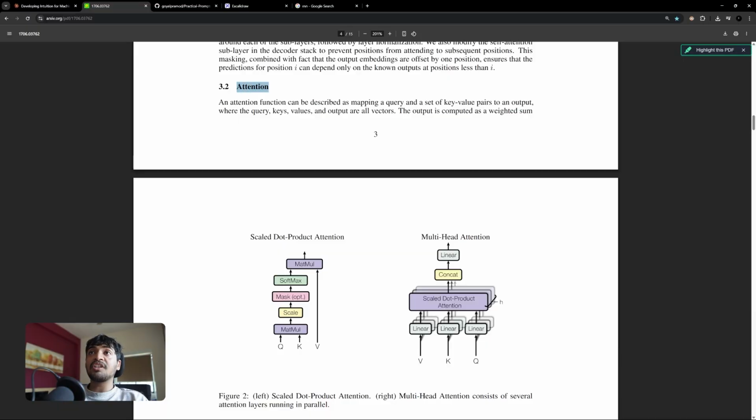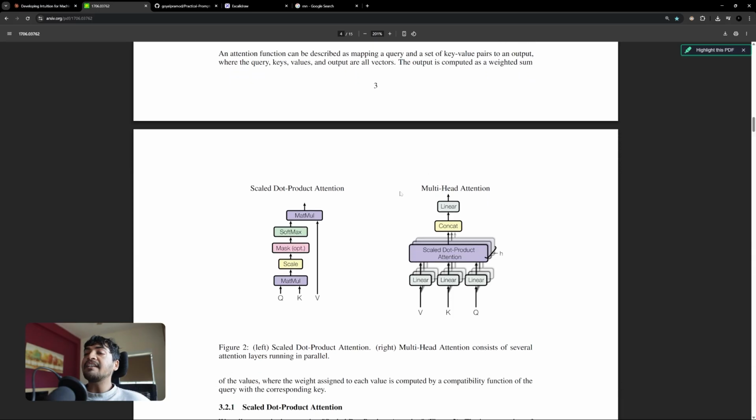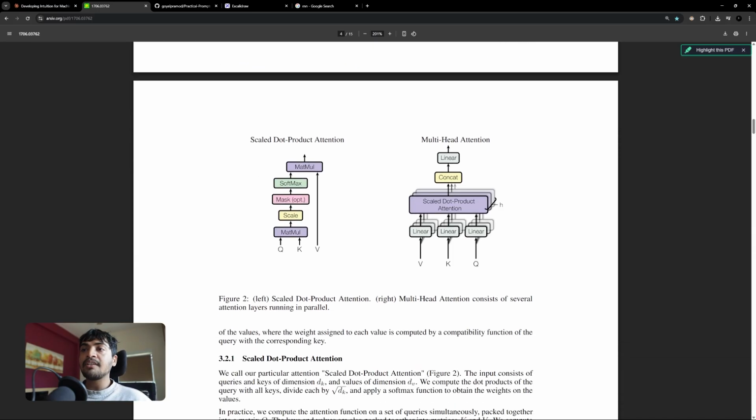Now let's talk about attention, the big thing, right? So an attention function can be described as mapping a query and a set of key-value pairs to an output, where the query, keys, values, and output are all vectors. Always keep that in mind. We never work with single inputs or outputs. It's always either vectors or matrices. So the output is computed as a weighted sum of values, where the weight assigned to each value is computed by a compatibility function of the query with the corresponding key.